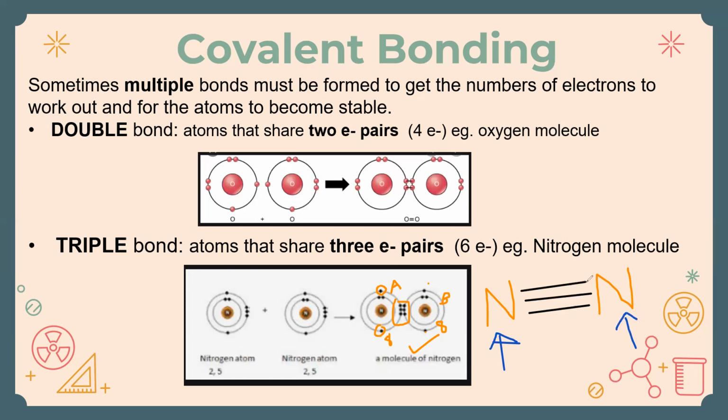Each of those lines means 1 pair, or in other words, 2 electrons. So if you've got 3 pairs, it's obviously 2 electrons times 3, which means 6 total electrons, which is what we see here. 1, 2, 3, 4, 5, 6.